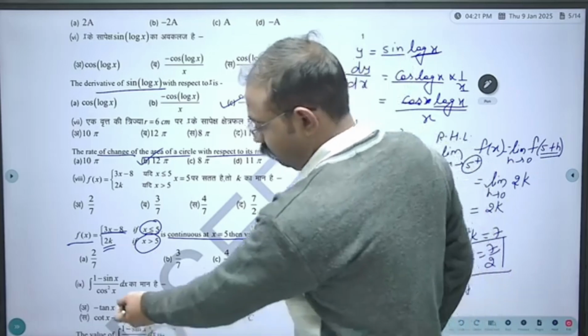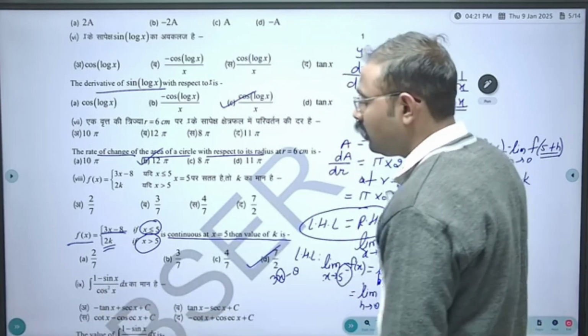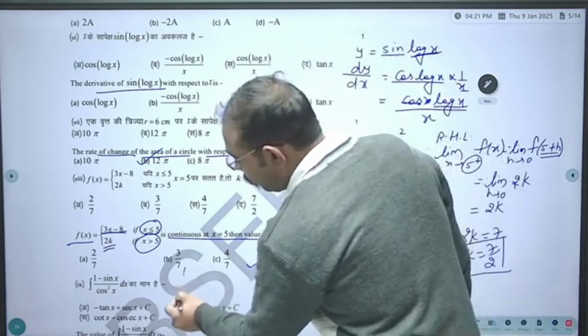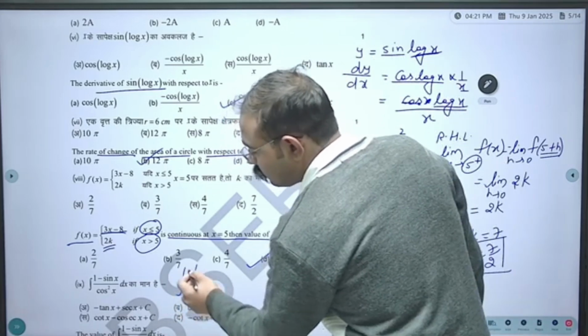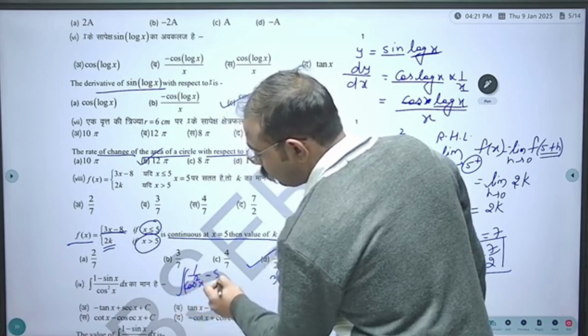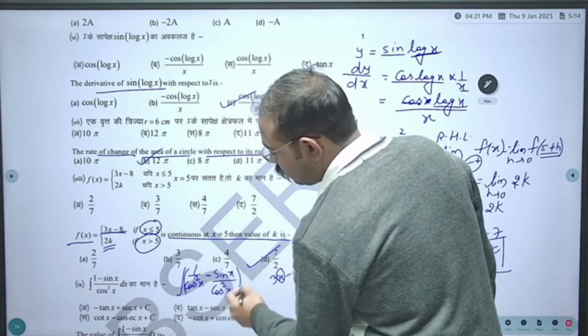Next is we have to integrate this, 1 minus sin x upon cos square x. So how to integrate? Separate these, 1 upon cos square x minus sin x upon cos square x dx.